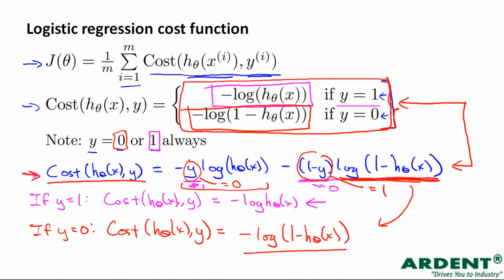Okay. So if we find out, the cost of h theta x comma y equals minus y log h theta x. And the other part is minus of 1 minus y log 1 minus h theta x. So if y equals 1, then the cost is going to look like this, and if y equals 0, then the cost is going to lie like this, isn't it? The first, cost h theta x comma y equals minus y log h theta x.